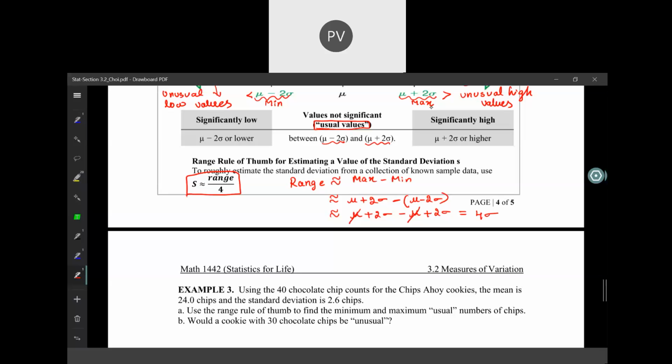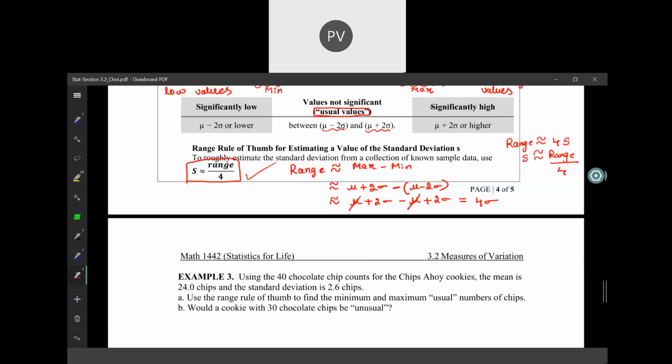Sigma is nothing but the standard deviation, right? So range is approximately 4 sigma or 4s. Standard deviation is also represented by s, right? So just rearrange the terms. You will get standard deviation approximately equal to range divided by 4.